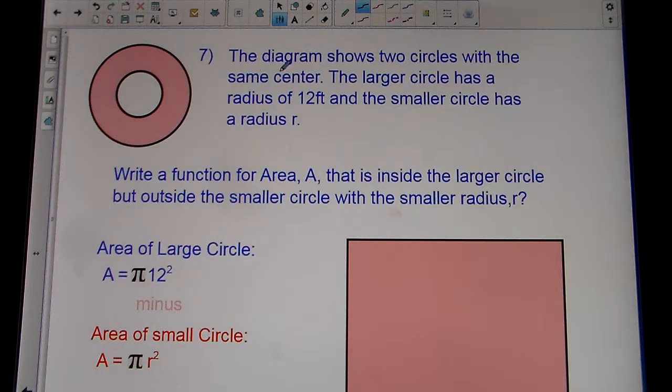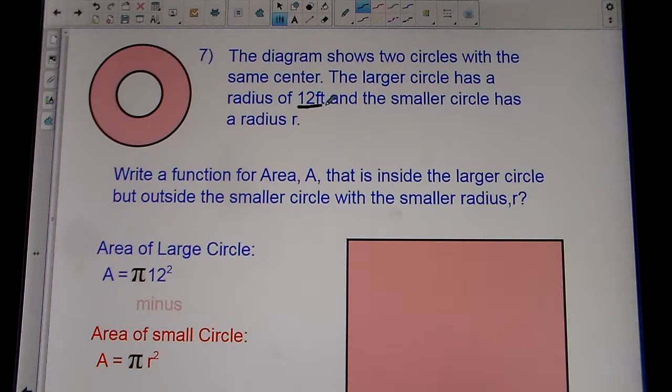Number 7. The diagram shows two circles with the same center. A large circle has a radius of 12 feet and a smaller circle has a radius of r feet. Write a function for the area A that is inside the larger circle but outside the smaller circle, with the smaller radius being r. These are the same directions, just like the park presentation.